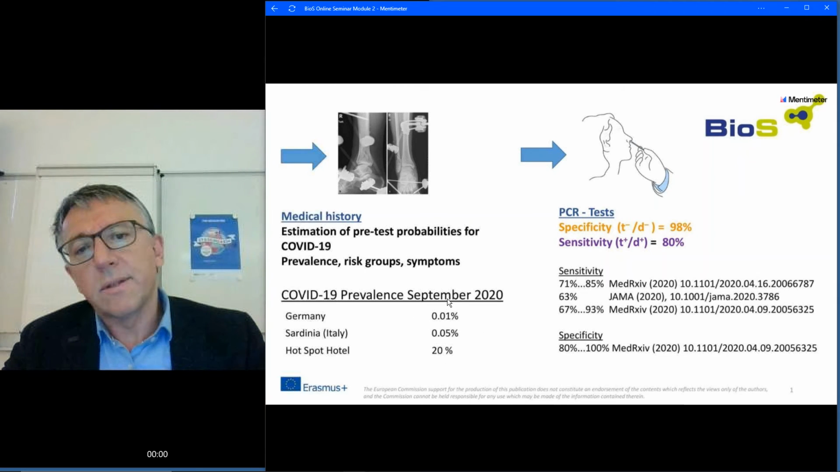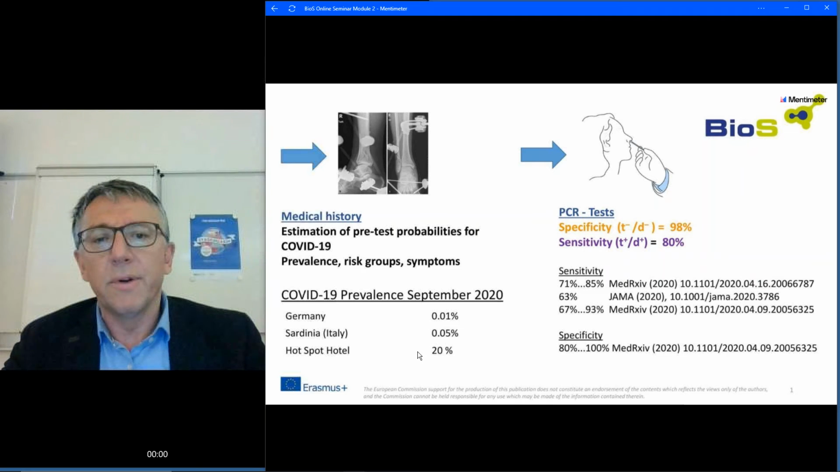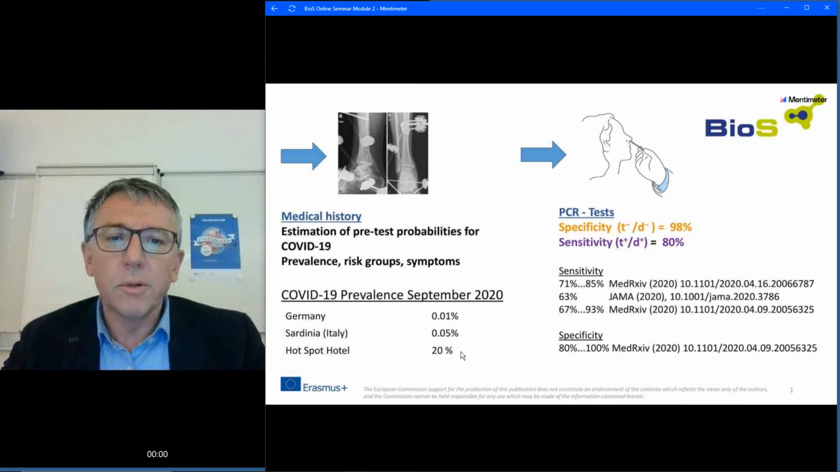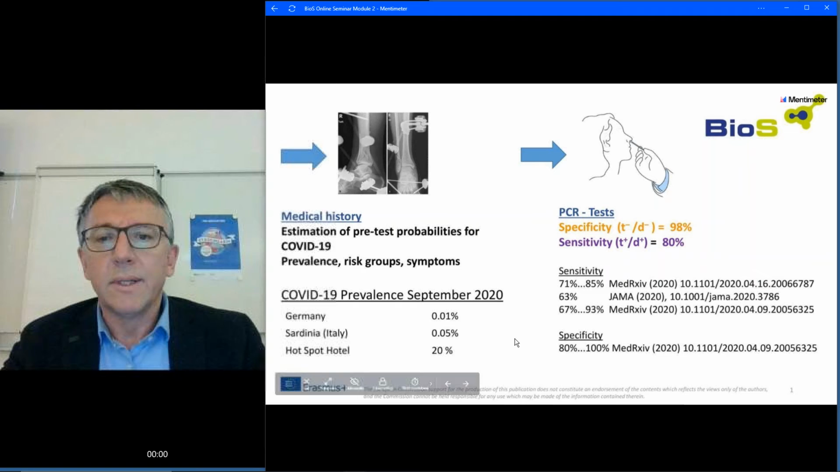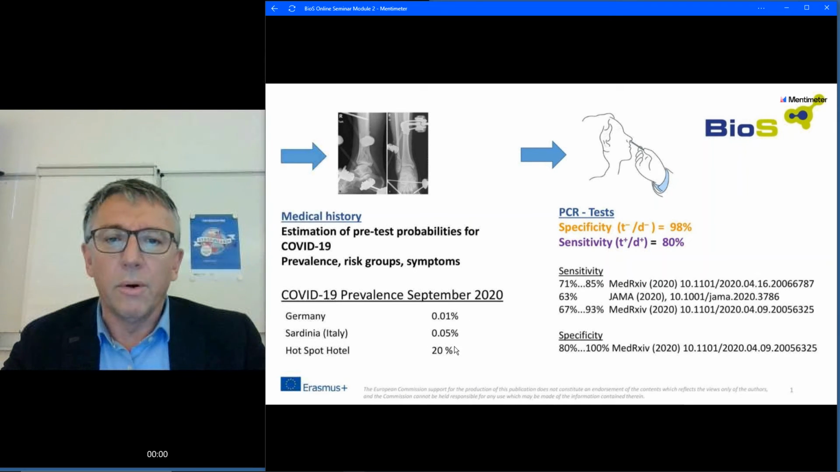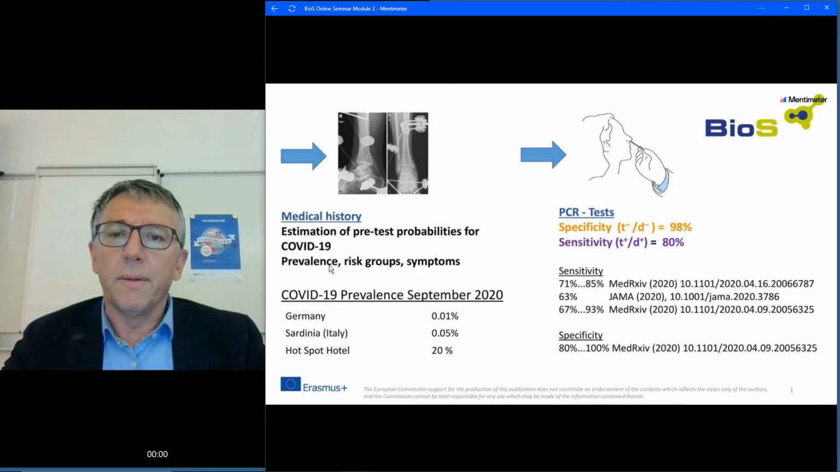So this is the prevalence. If your individual comes back from vacation in Italy, you have a low prevalence. If your individual works as a waitress in a hotel that turned out to be a hotspot, you have a high prevalence. So your decision of taking her to the isolation ward or not would certainly depend on whether the individual has either a low or a high pre-test prevalence. So you need to know about the prevalence or the risk group.